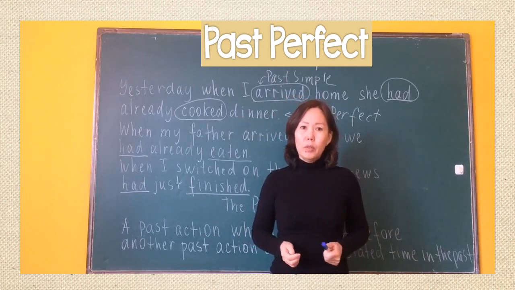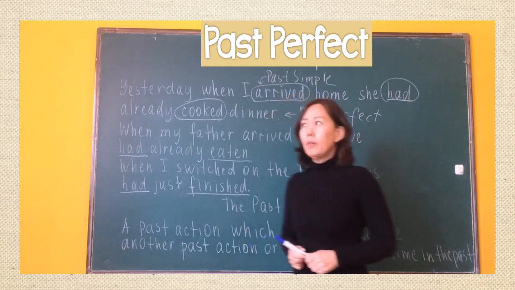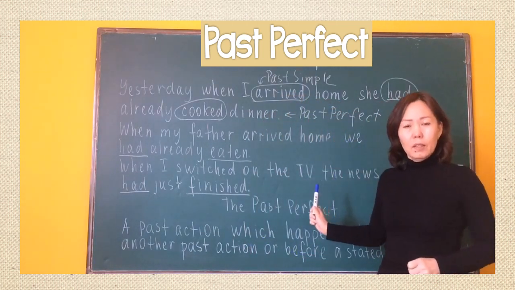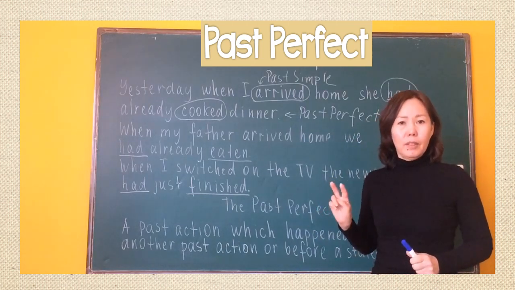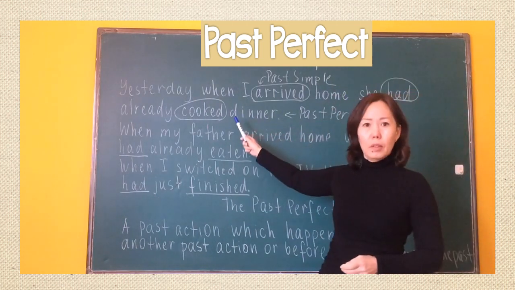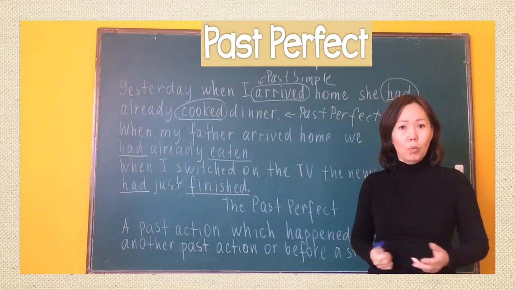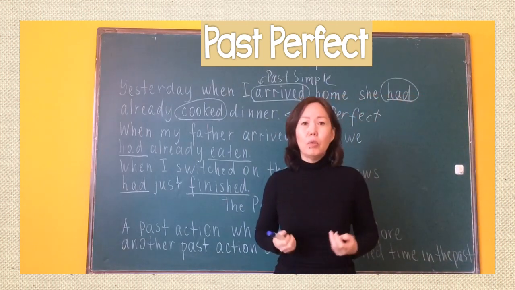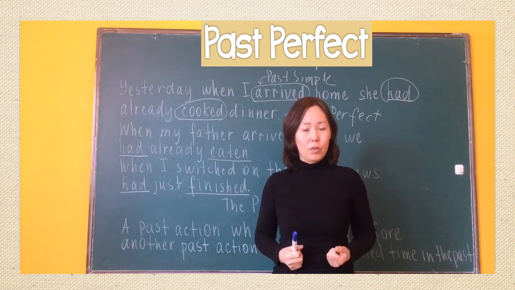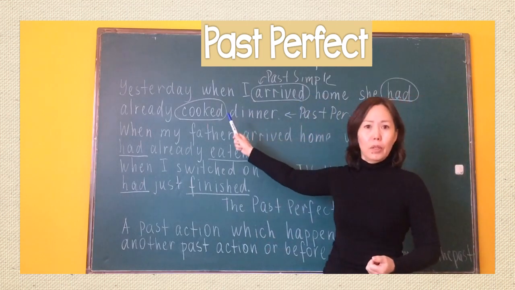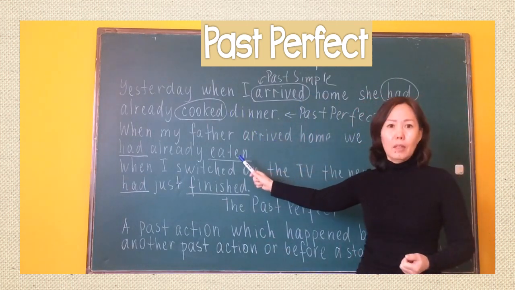Okay, how do we use the past perfect tense? Let's look at the examples again. In each of these sentences, we use two different tenses, past simple and past perfect. How can you explain it? Why? We use two different tenses because we talk about two different actions. Which of these actions happened earlier and which happened later?